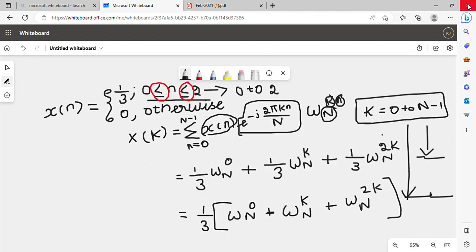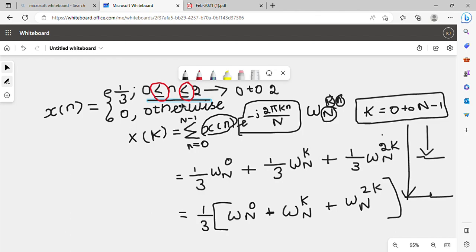So this is my problem. I have 1 by 3 for 0 lesser than or equal to n lesser than or equal to 2. What is that telling? It is telling that the n range is from 0 to 2. From 0 to 2 you are going to substitute the values. That is 0, 1, 2 are the values that you are going to substitute for n.